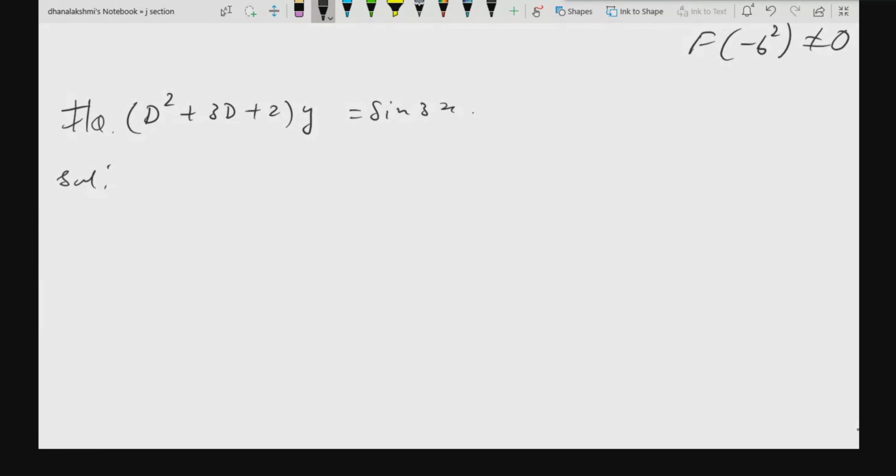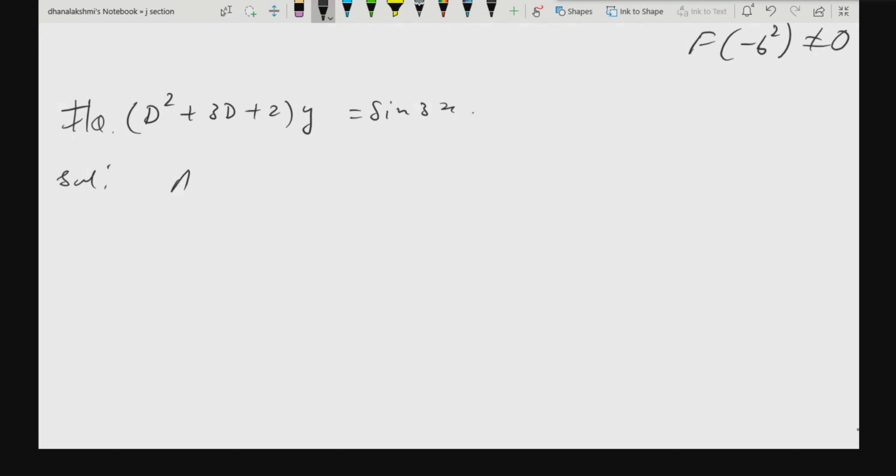Find the complementary function. They didn't ask you to find just the particular integral. If something like this is asked, they will give it in an objective kind of question, a 1 mark or 2 marks question, finding just the particular integral or just the complementary function. If they want you to solve this one, you need to calculate the total complete solution.